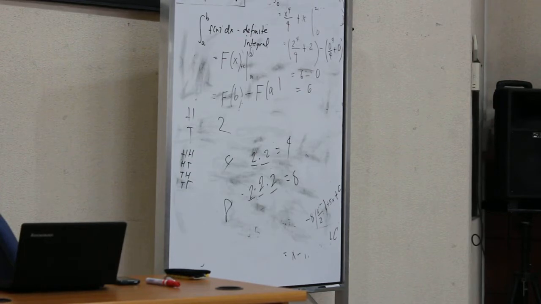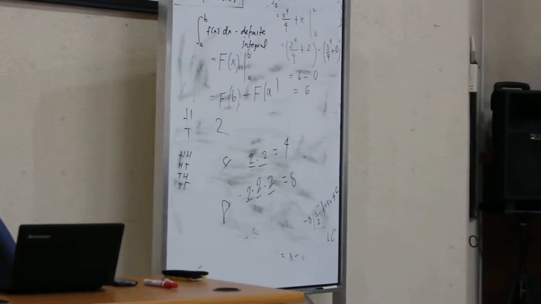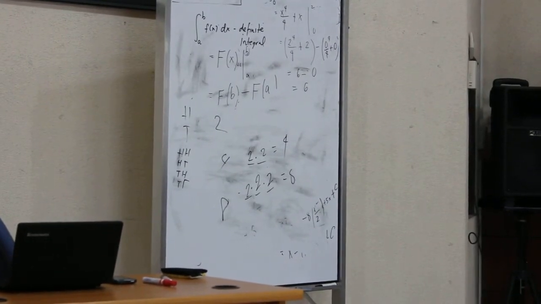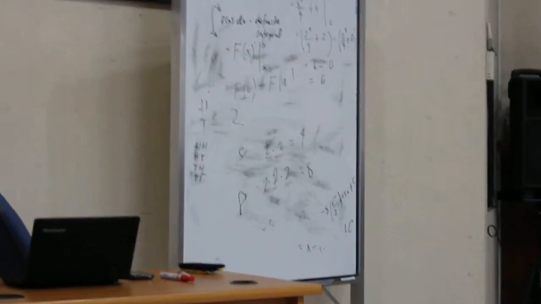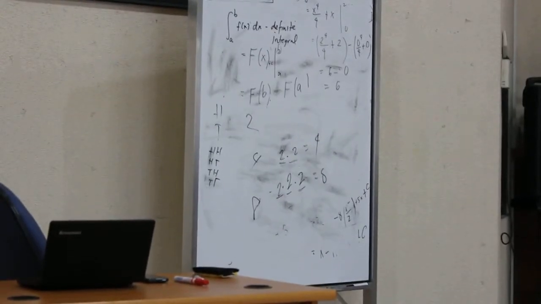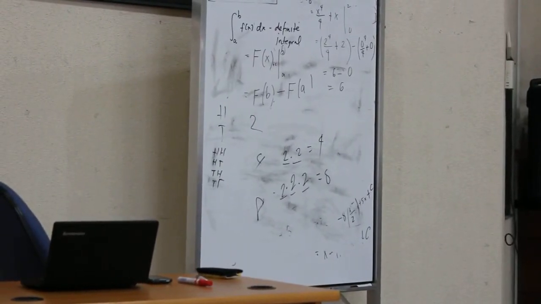Okay. If I throw a die and a coin, how many possible outcomes? 12. It will be 12 because the die can fall in 6 ways and the coin can fall in 2. So 6 times 2 will have 12. Okay.